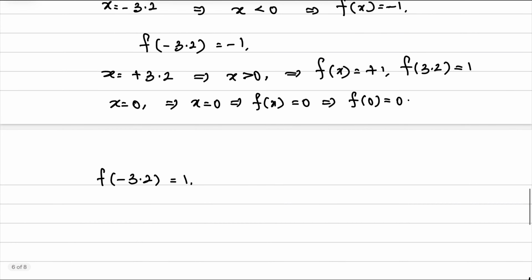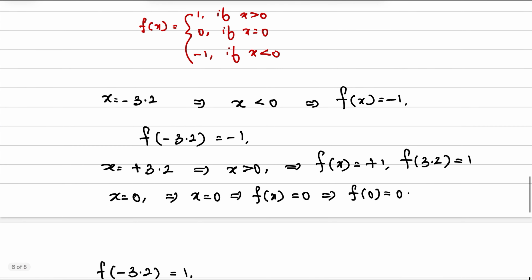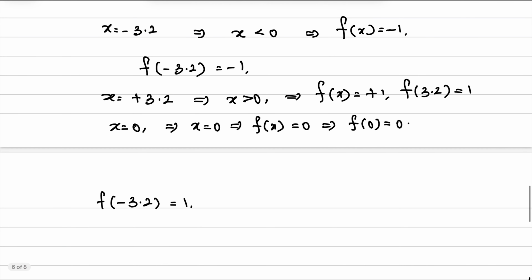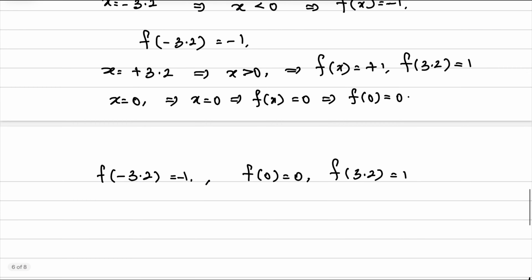In negative values, it is minus 1, sorry, it is minus 1. No, here it will be minus 1. Function 0 is equal to 0, function 3.2 is equal to 1. Now can we draw this?